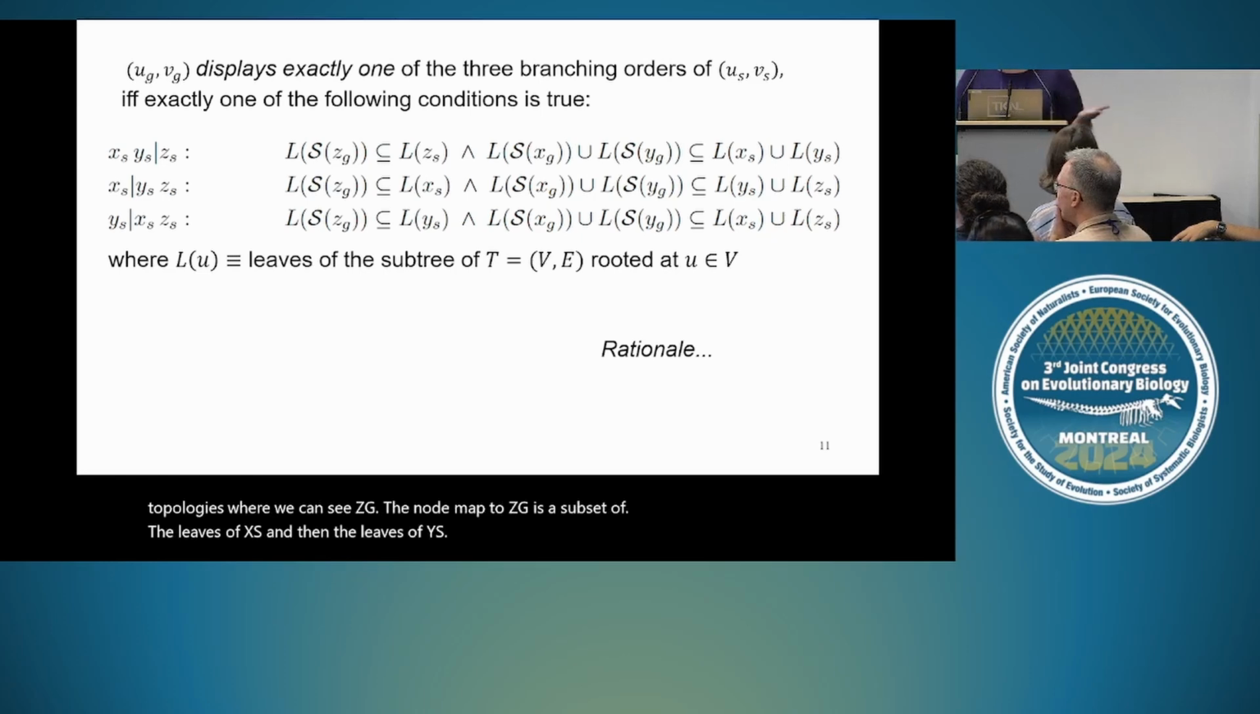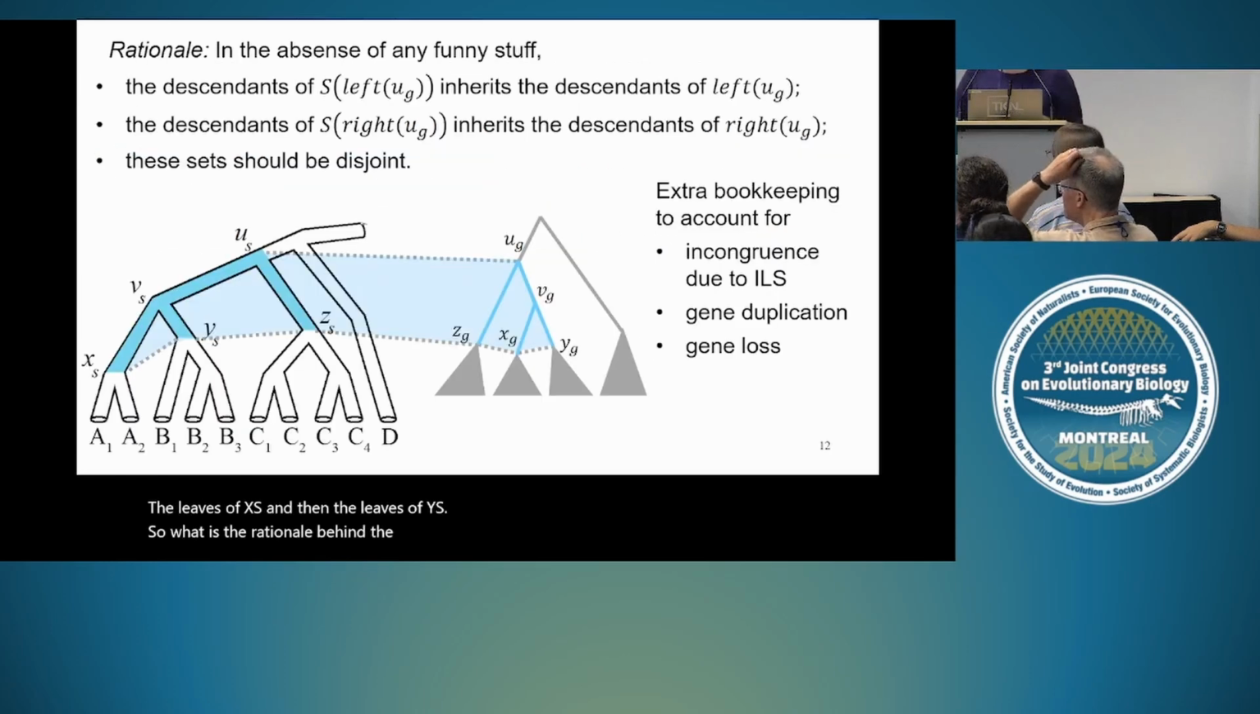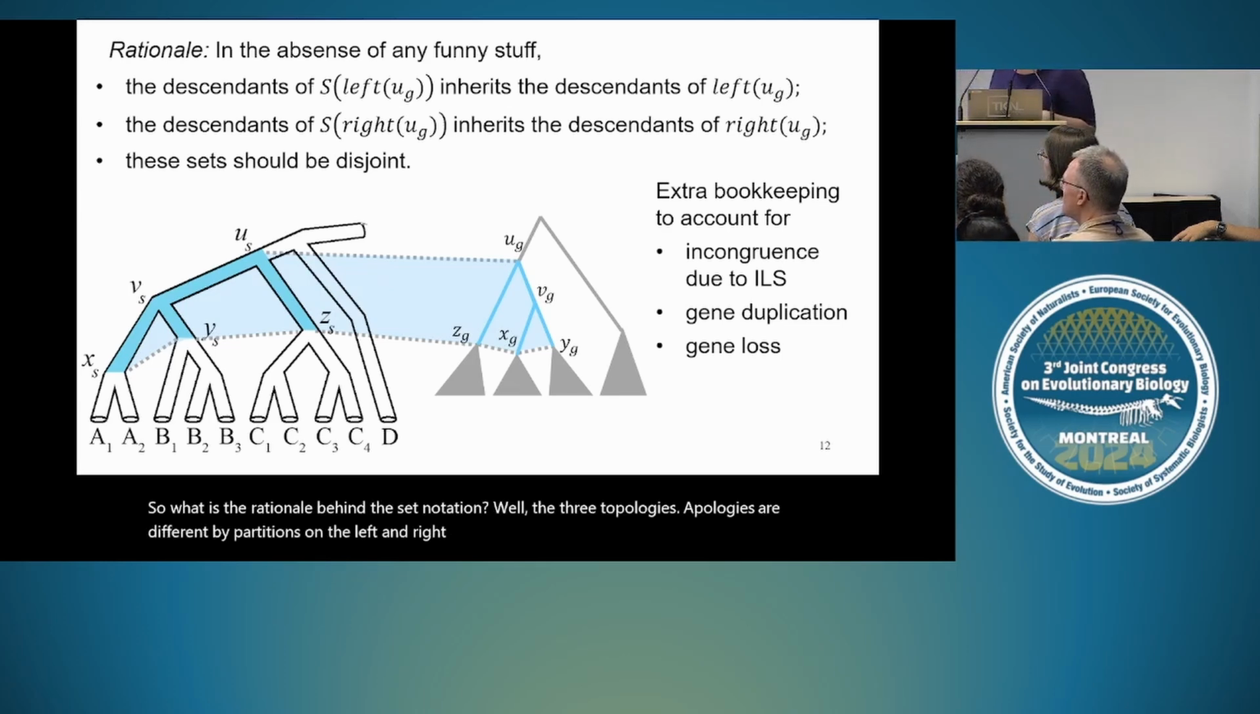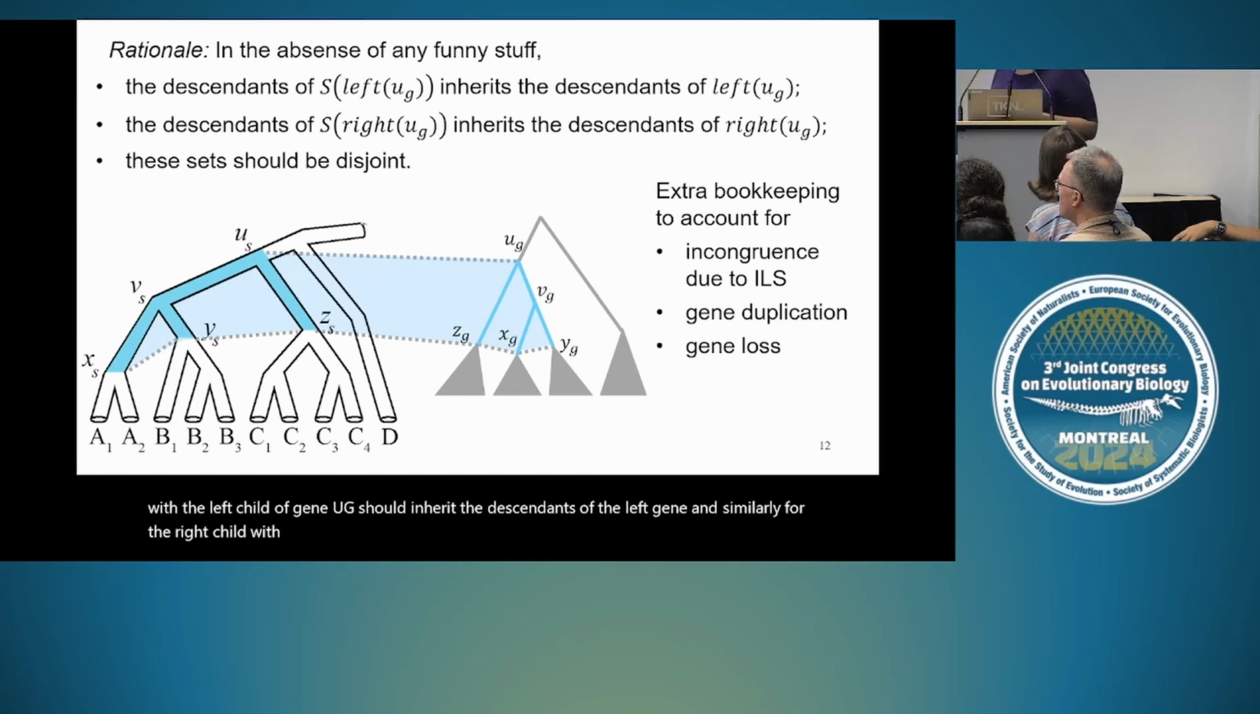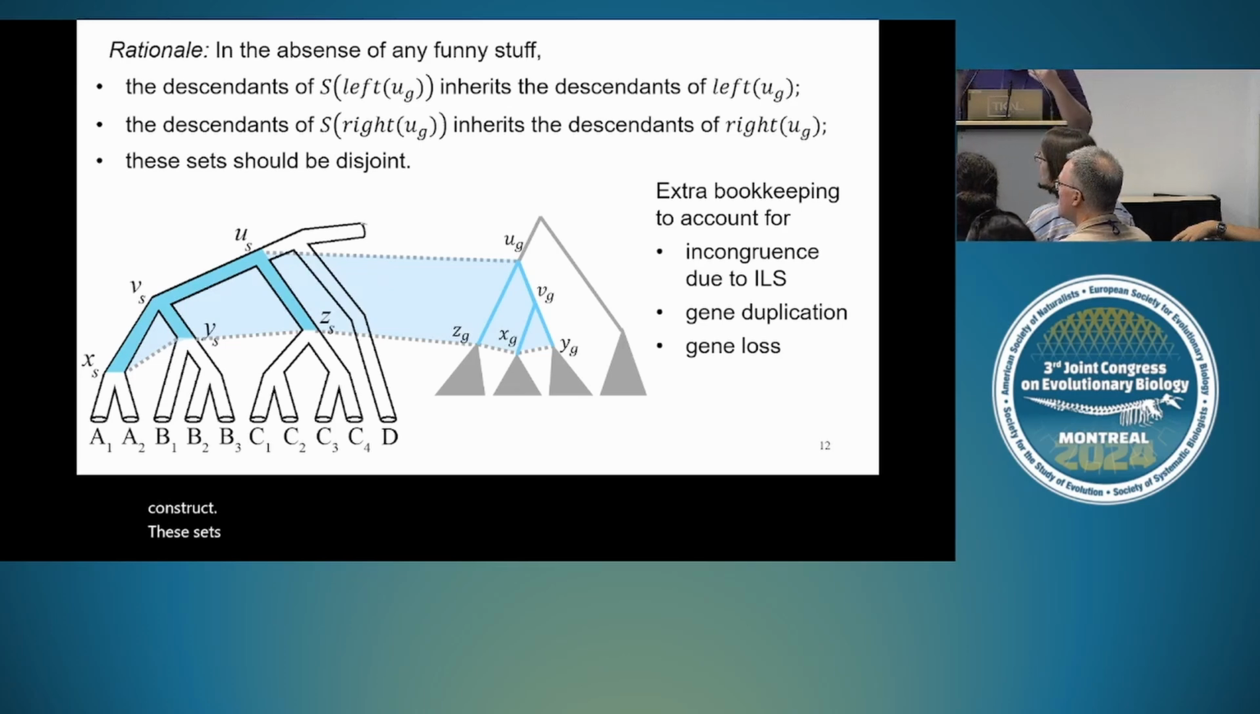So what is the rationale behind this set notation? Well, the 3 topologies are different bipartitions on the left and right children of U. The descendants of the species with the left child of gene UG should inherit the descendants of the left gene, and similarly for the right child. With some extra bookkeeping, which we don't have time for right now, we can construct these sets and then account for incongruence due to ILS, gene duplication, or loss.